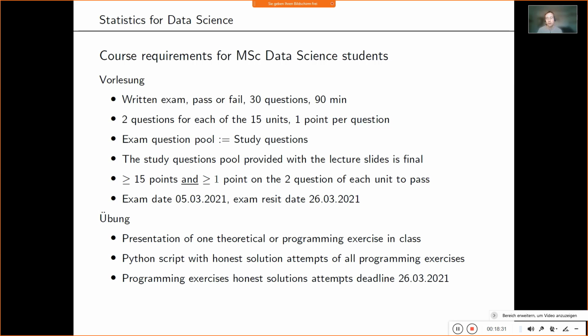So in the Übung, everybody who is in data science will have to present one theoretical or a programming exercise. That's for those people who were there last year. That's also different because I think you had to present one theoretical and one programming. This year, all the data science students only have to present one exercise at all, and they can choose whether it's a theoretical or a programming exercise. And to get the active participation, you need to submit a Python script with honest solution attempts of all programming exercises.